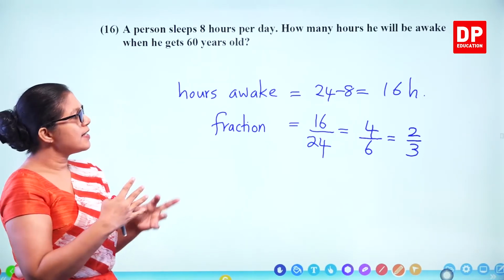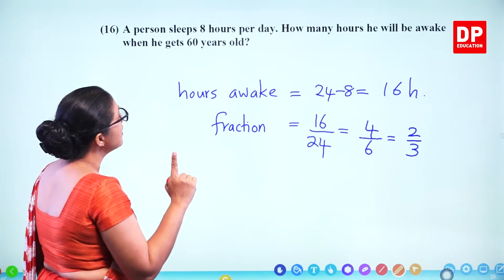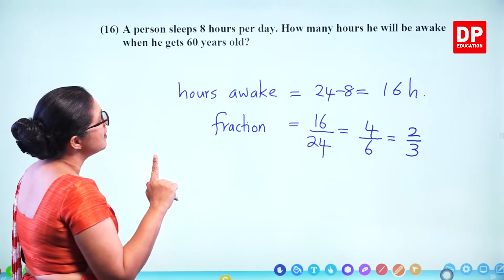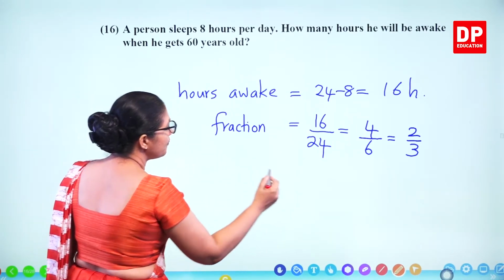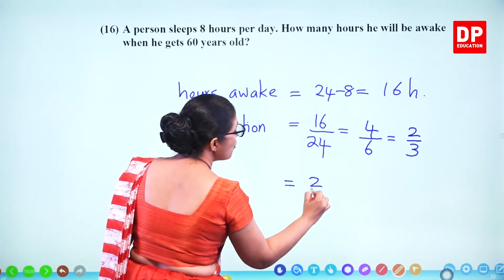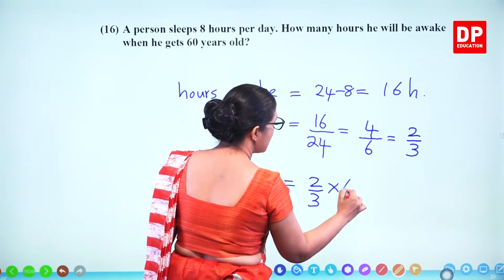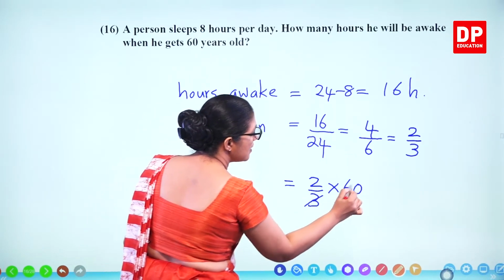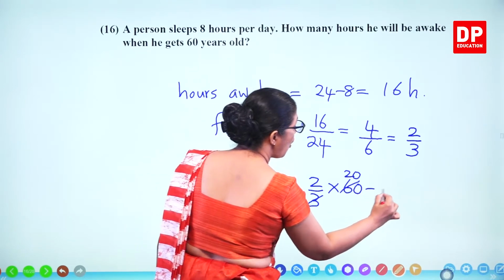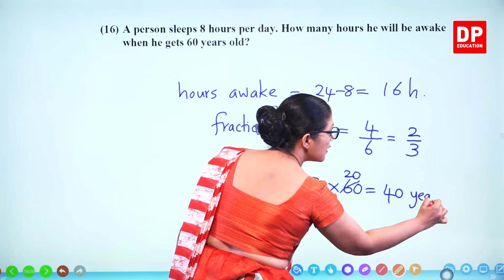For years, you can take the same fraction. So how many years awake? How many days? And it says how many hours awake. So first we'll find 2/3 of 60. That means in years, 3 times 20. So 40 years awake. 40 years.